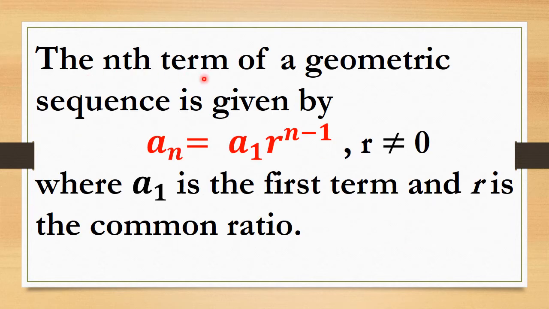The nth term of the geometric sequence is given by a sub n equals a sub 1 times r raised to n minus 1, where r must not be equal to 0. At yung a sub 1 is the first term and r is the common ratio.